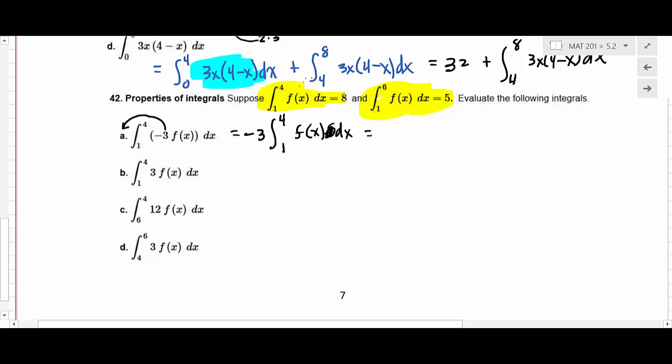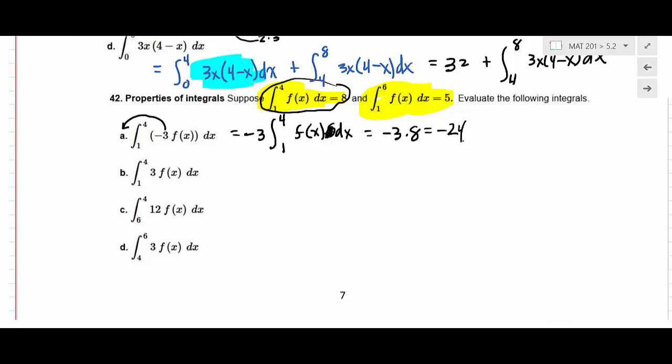Now notice I gave you this integral right here. That integral from 1 to 4 of f of x dx is 8. So that would be negative 3 times 8. That's going to be negative 24 is what you should get there. So that would be the answer on that one.